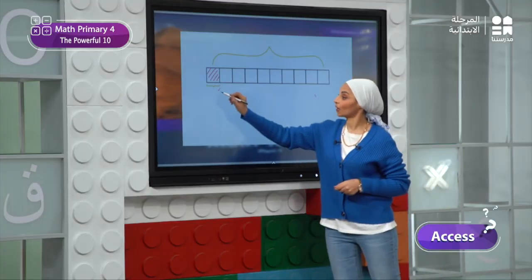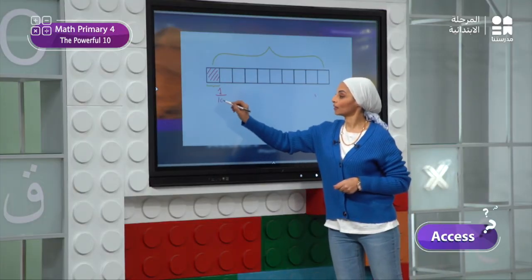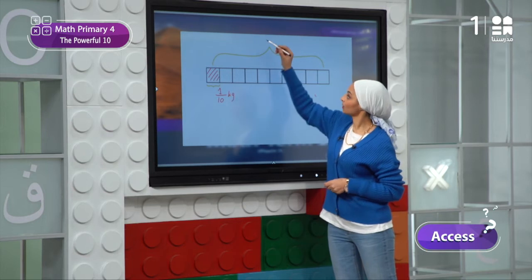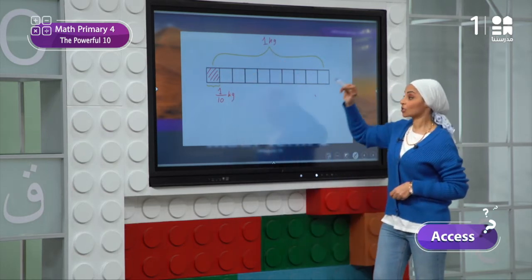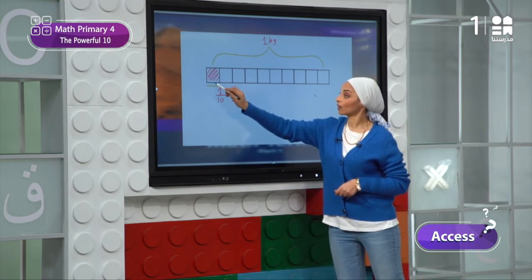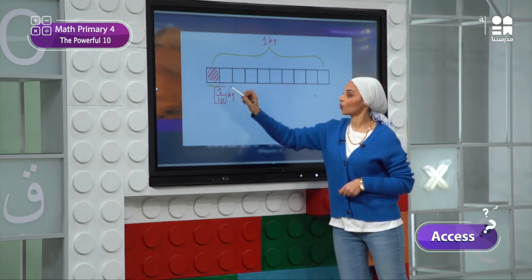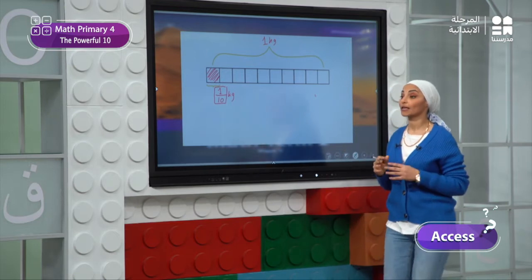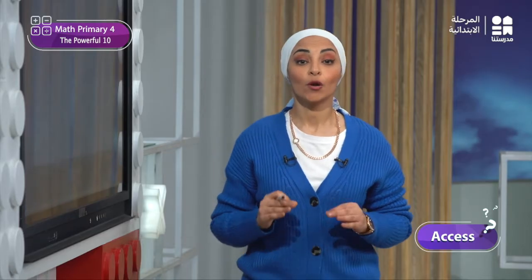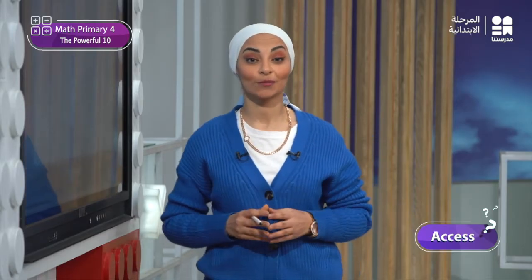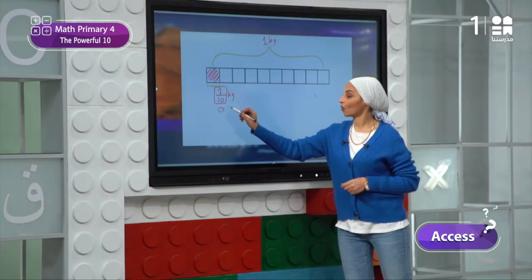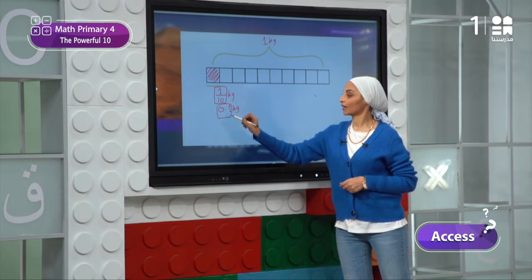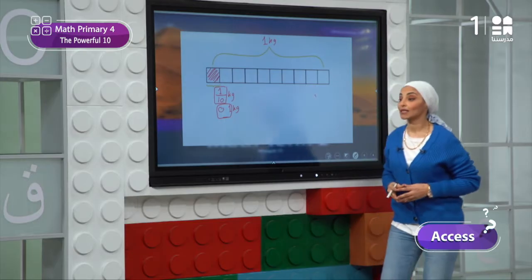Let's write 1 over 10 kilograms, because I have 1 kilogram and I want to distribute it among 10 cups. So if I shade 1 cup, the fraction will be 1 over 10 kilograms. If I want to write this fraction as a decimal, I will write it as 0.1 kilograms. Okay, 1 over 10 as a fraction and 0.1 as a decimal.